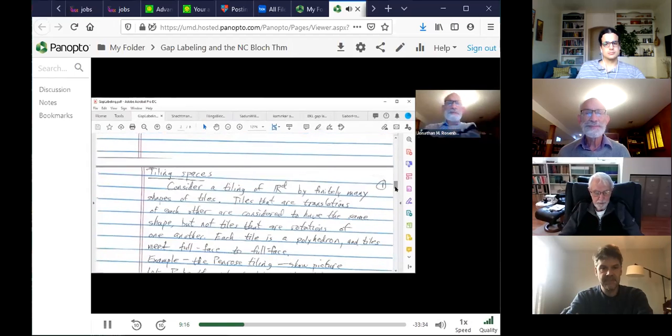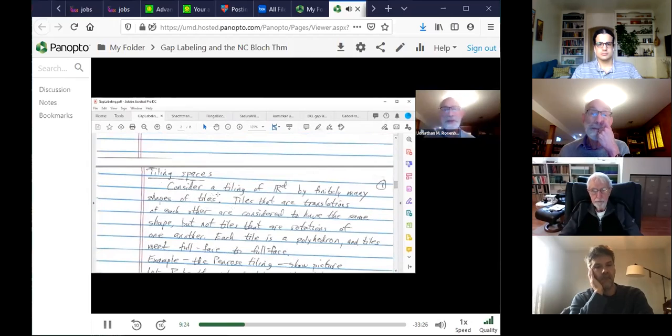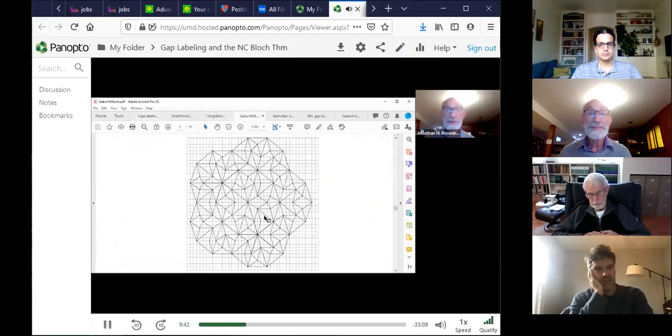Okay, so let's start by talking about tiling spaces, since we're talking about non-periodic tilings. So consider a tiling of R^D by finitely many shapes of tiles. And tiles that are translations of each other are considered to have the same shape, but we don't consider tiles that are rotations of each other to be identical. Okay, so going back to this picture over here, the Penrose tiling, here you see these triangles can occur in various orientations. And so each time the triangle occurs in a different orientation, we count it as a different kind of tile. There's still only finitely many tiles in this picture.